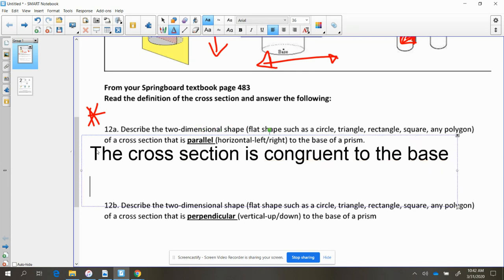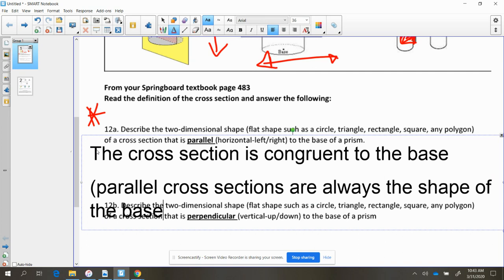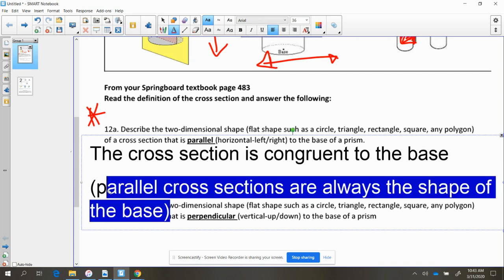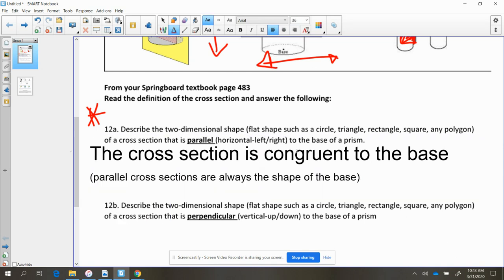And again, one way of thinking about this is that parallel cross sections are always the shape of the base. Make that a little smaller, easier. That's kind of our trick for those.